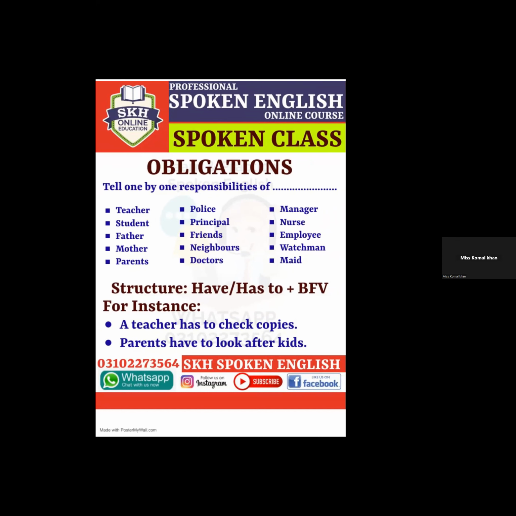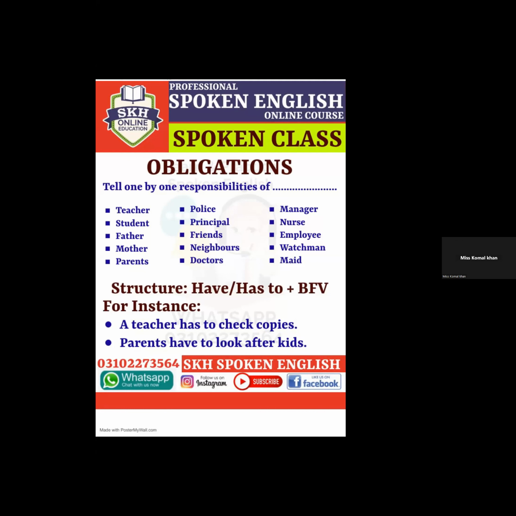Have to or has to. You all know that we use have to or has to for obligations and responsibilities. As you can see, we have different topics, and you just have to tell one by one the responsibilities of teacher, student, father, mother, parents, police, principal, friends, neighbors, doctors, manager, nurse, employee, and watchman and maid. So you just have to tell the responsibilities of these people.